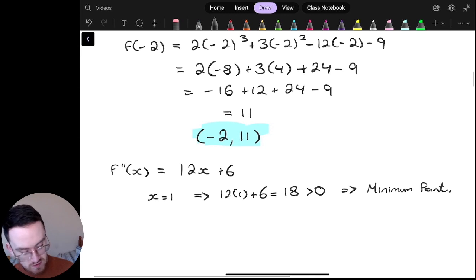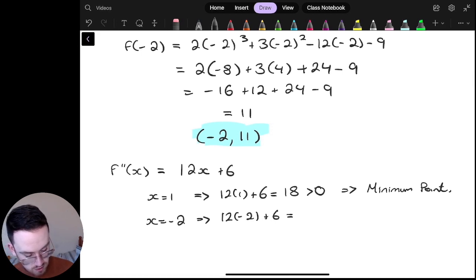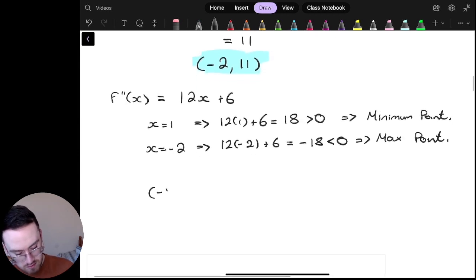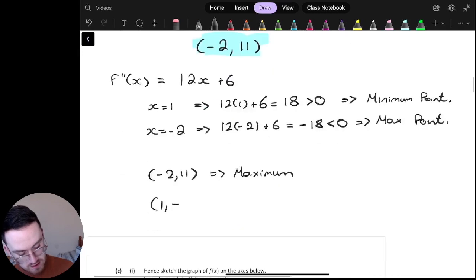So for that value of x, I get a minimum point. When it's minus 2, it's 12 by minus 2 plus 6, which is going to be minus 18, which is less than 0. And that's my maximum point. Okay, so writing those down, we say minus 2, 11 is my maximum, and then 1, minus 16 is my minimum.